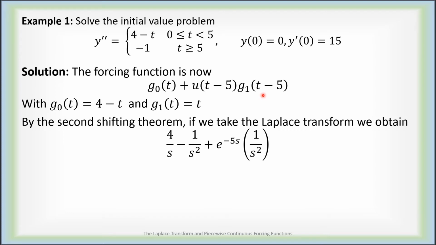By the second shifting theorem, it's just going to be e to the minus 5s times the Laplace transform of g unshifted. And the Laplace transform of t is just 1 over s squared. So the Laplace transform of our forcing function is seen to be 4 over s minus 1 over s squared plus e to the minus 5s times the quantity 1 over s squared. Observe that the forcing function is defined piecewise. Its Laplace transform is not. The Laplace transform of the forcing function is just this function right here.